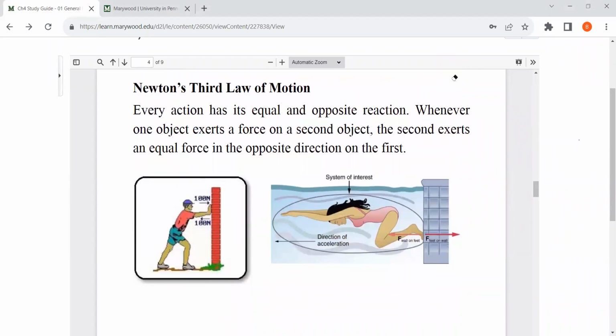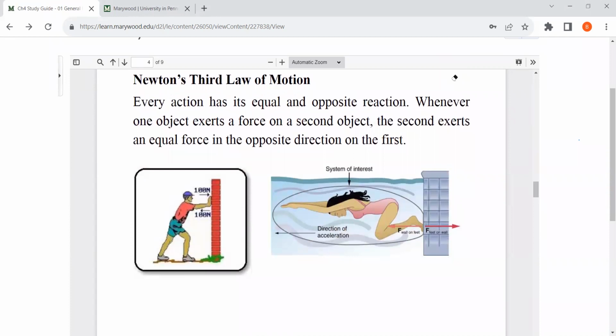Now let's try to understand the third law, Newton's third law of motion. It's very simple. It tells us that every action has its equal and opposite reaction. What does it mean? It means whenever one object exerts a force on a second object, the second object exerts an equal force in the opposite direction on the first. To understand this, let's consider these two pictures. Newton's third law tells us that when this person applies 100 Newton to this wall, this person is applying a force in this direction.